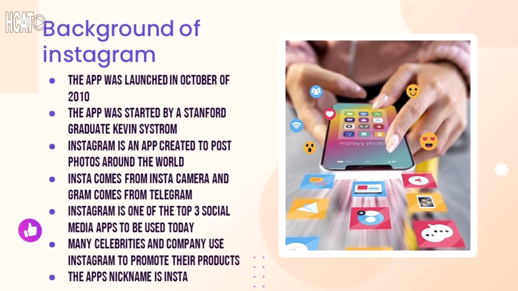So the background. The app was launched in October of 2010. The app was started by Stanford graduate Kevin Systrom. Instagram is an app that was created to post photos around the world. The name Instagram comes from Insta, that comes from Instacamera, and Gram, that comes from Telegram. Instagram is one of the top three social media apps used today. Many celebrities and companies use this app to promote their products and whatever they're doing. And the app's nickname is most commonly known as Insta.